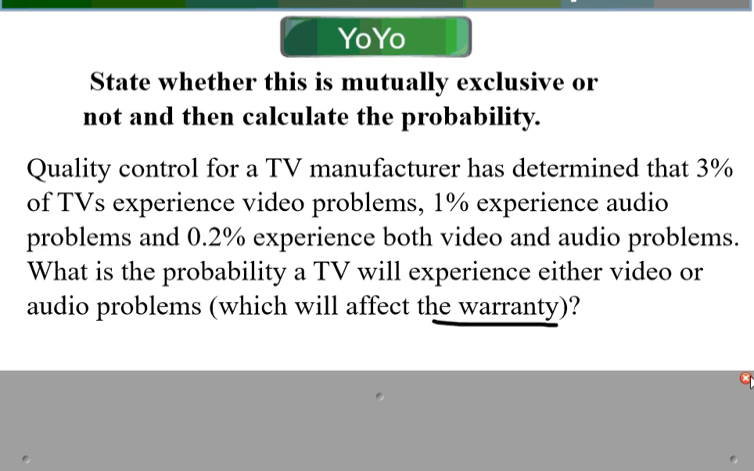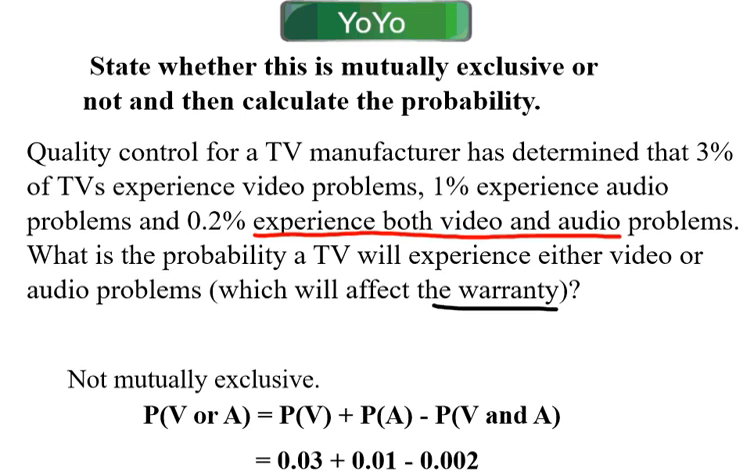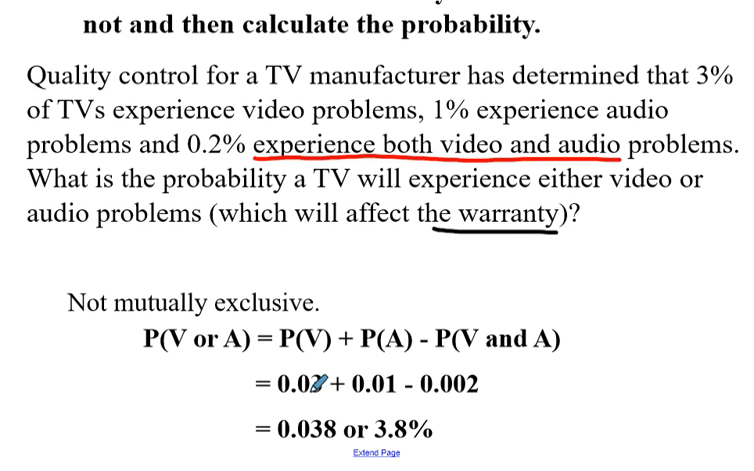Okay, the first thing you should notice is that these events are not mutually exclusive because I said there are TVs that have both video and audio problems. So you're going to have to subtract out that overlap. There are 3% of TVs with video problems plus 1% with audio, but I've double counted the ones that had video and audio problems, so I need to subtract off the 0.2%. When I add these up, this is 4% minus the 0.2%, I get 3.8% or 0.038. So that's how you calculate this not mutually exclusive example.